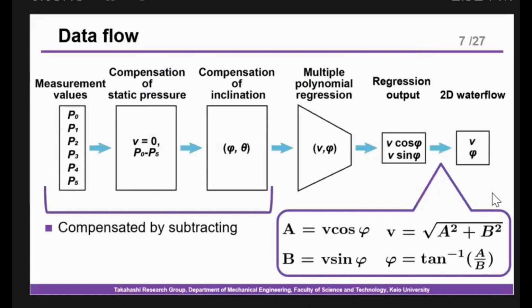The measured pressures are compensated by subtracting the pressure caused by static water and inclination. After this compensation, the multiple polynomial regression model takes 6 pressure values as input and produces 2 values related to the water flow as outputs. Then these outputs are converted to velocity and direction using these formulas.